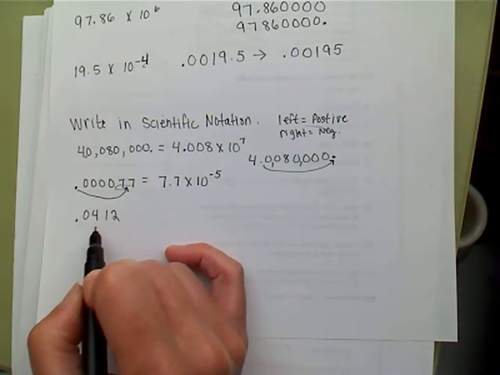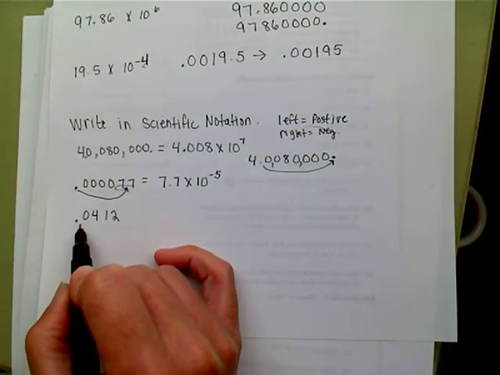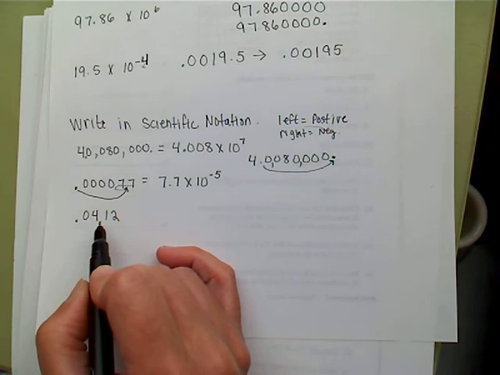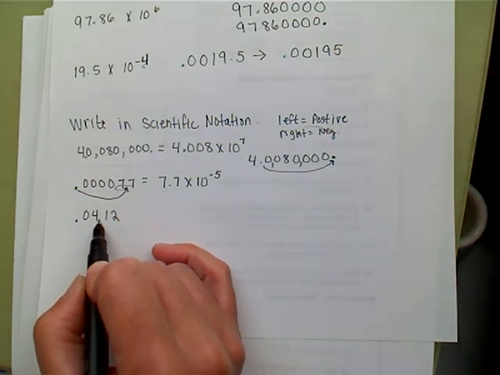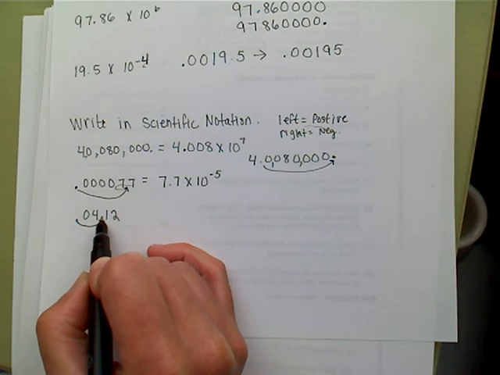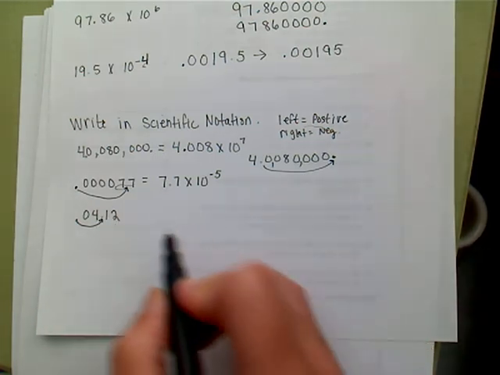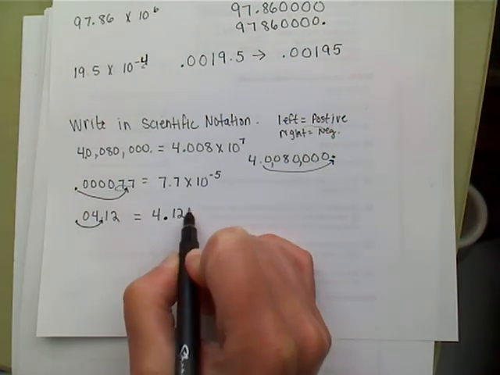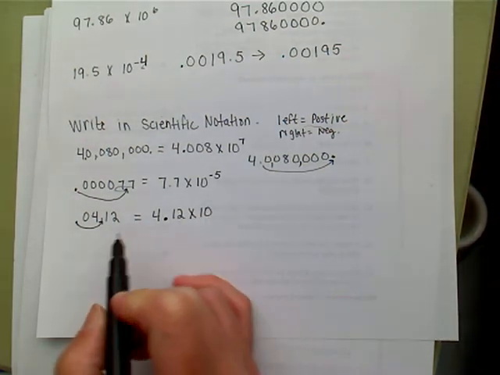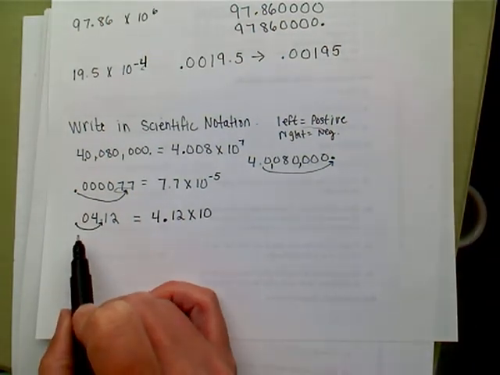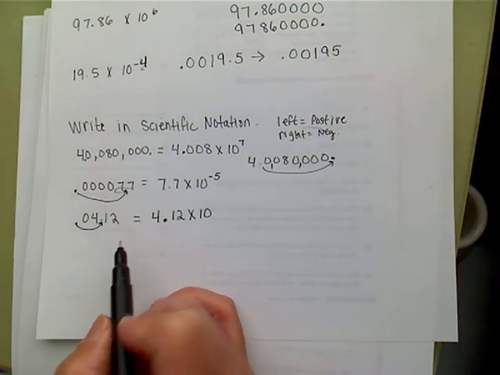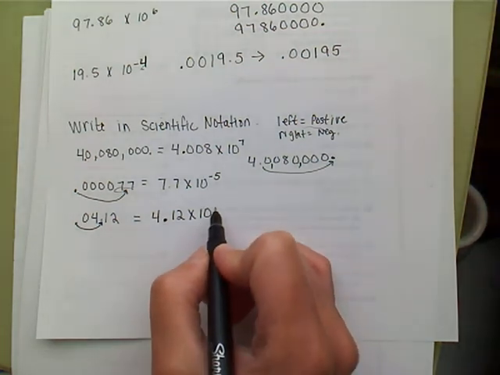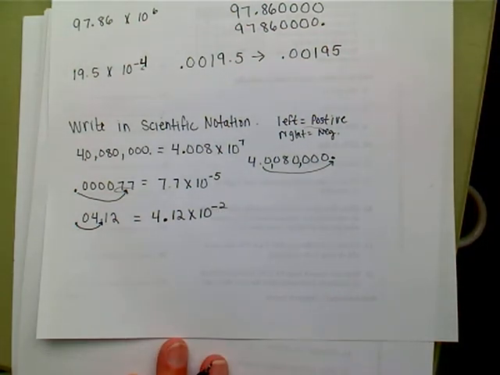And then finally, the last one is I only have to go until there's one digit in the ones place. So I'm going to go until there's the 4 in the ones place. I want to get that decimal there. So I'm going to rewrite it, and it'll look like 4.12 times 10 as my base number system. And then how many places did I move it? Well, I only moved it 1, 2 places. And I moved it to the right, so it's going to be a negative 2. Okay? So again, I can go back and check this work.